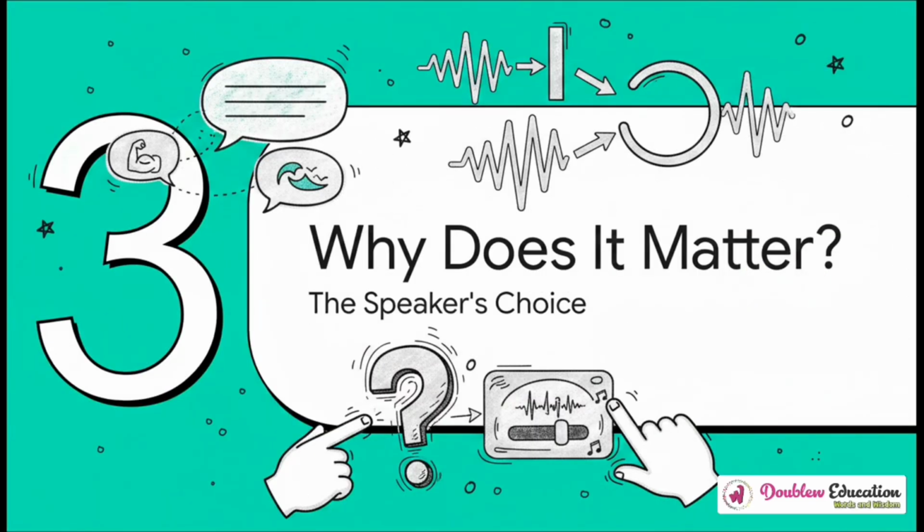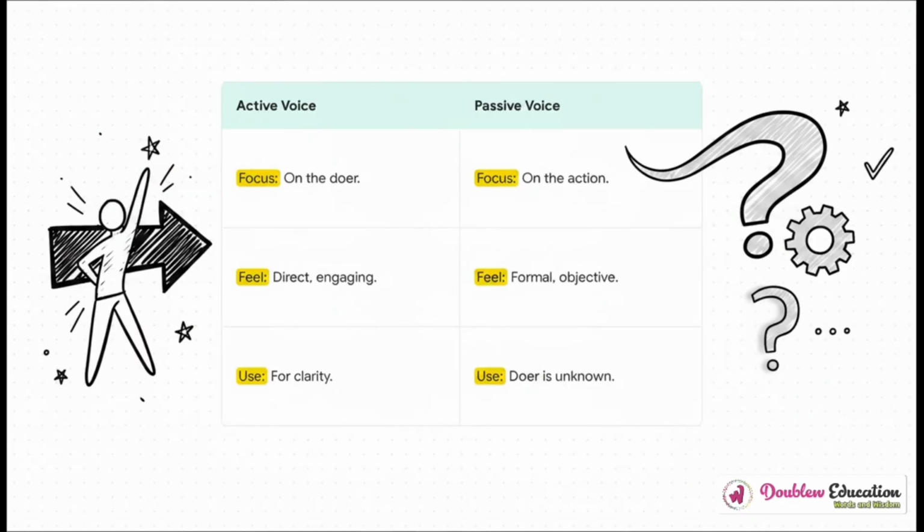So we know the how, but let's talk about the why. Why do we even need two different voices? Well, this is actually the most important part, because choosing your voice is a real power move. It completely changes the feel of what you're trying to say. Let's put them head to head. Active voice focuses on the doer, and it feels really clear, direct, and full of energy. It's what we use for most of our everyday conversations.